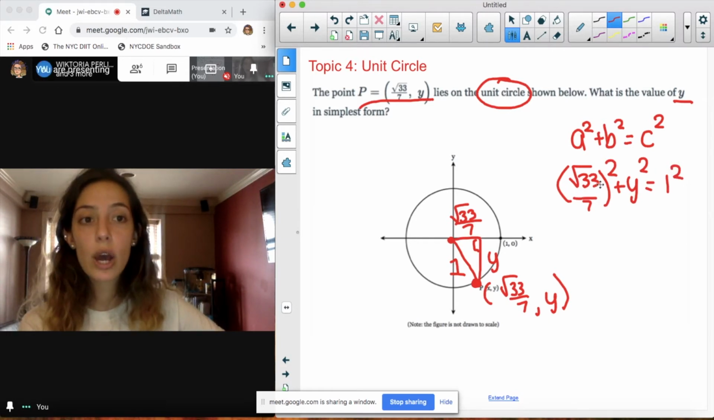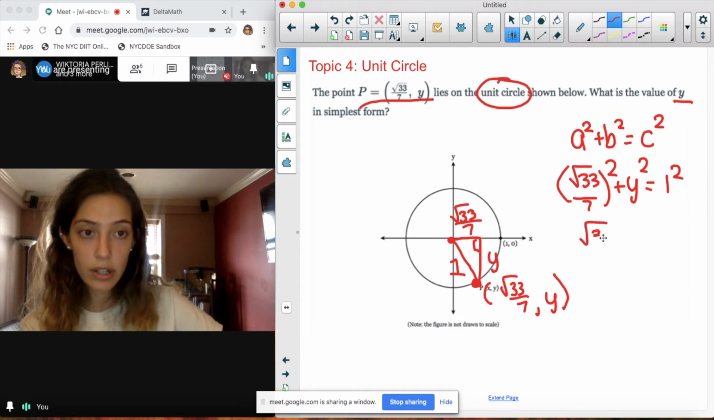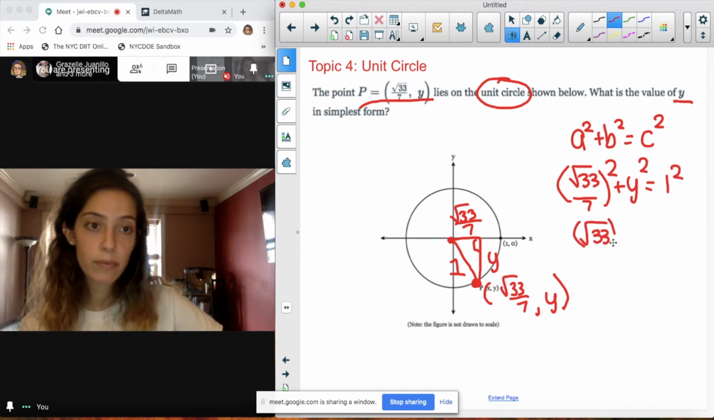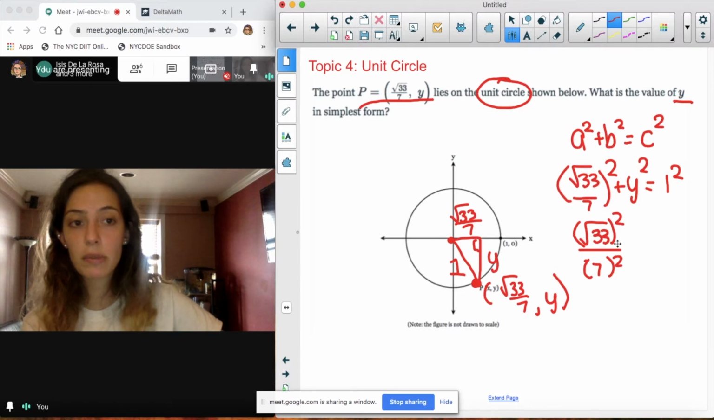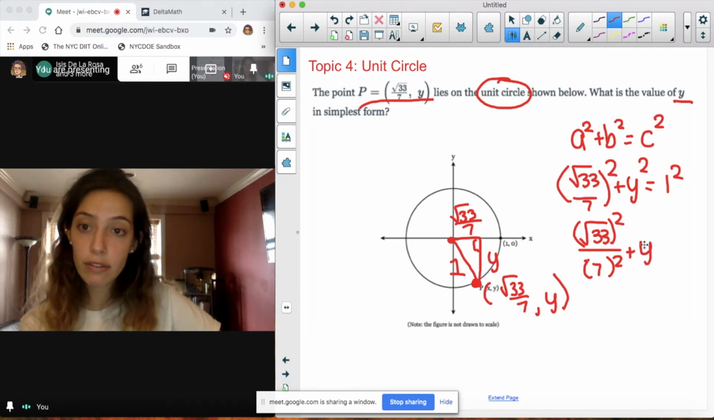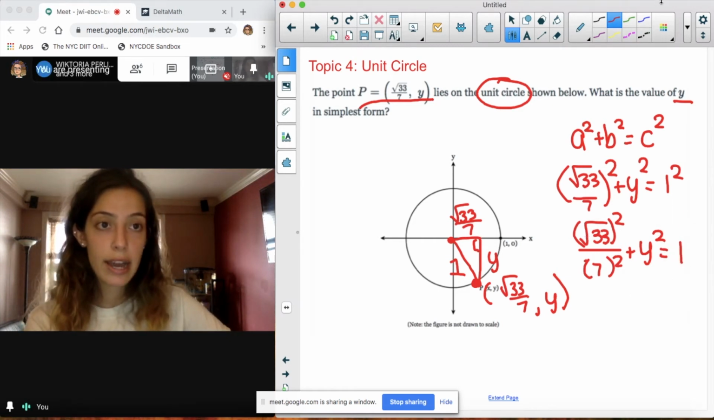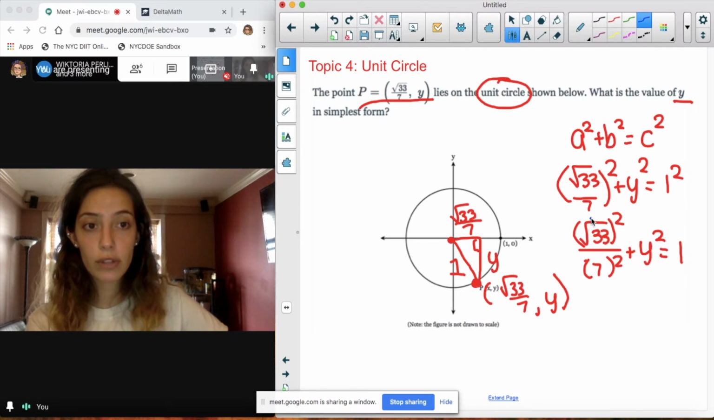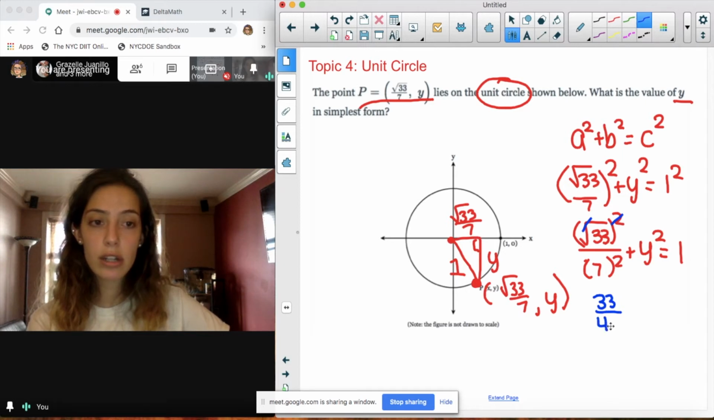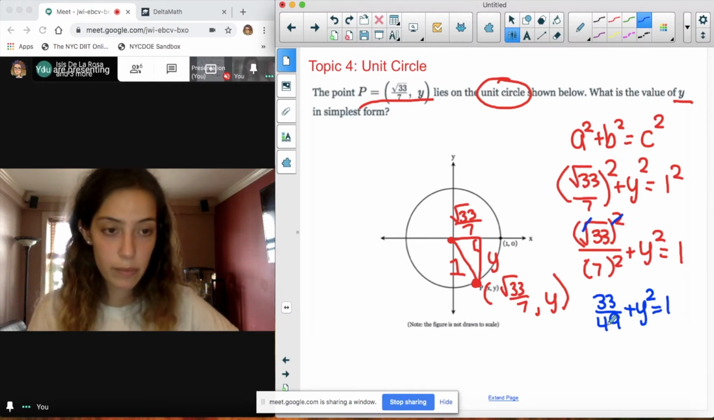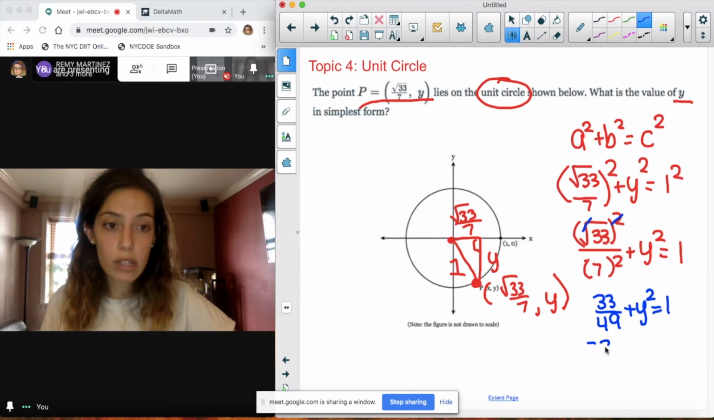And then we simplify. When you have this squared, that squared goes to the numerator and it goes to your denominator. So I'm going to take an extra step to split it up. You obviously don't need to do that if you don't need it. 1 squared is 1. Now we simplify. So the square root of 33 squared, those two cancel. We're left with 33 over 7 squared is 49 plus y squared equals 1. We're just solving for y, so we have to subtract both sides by 33 over 49.